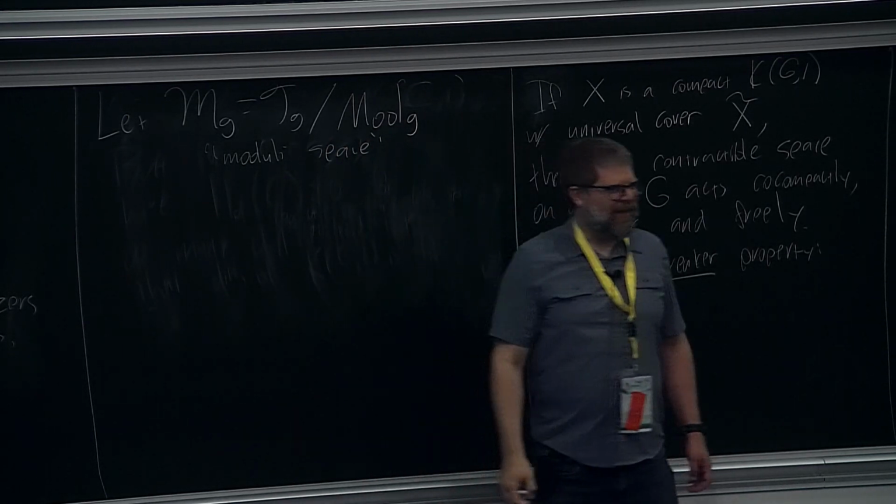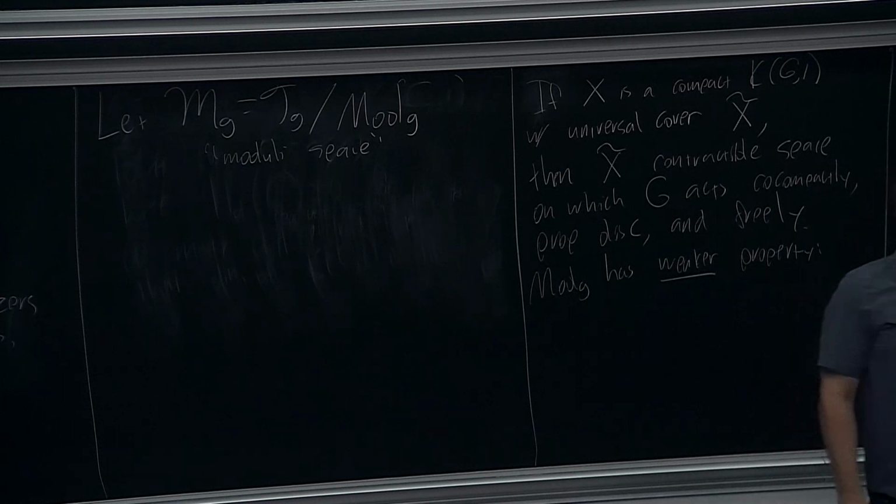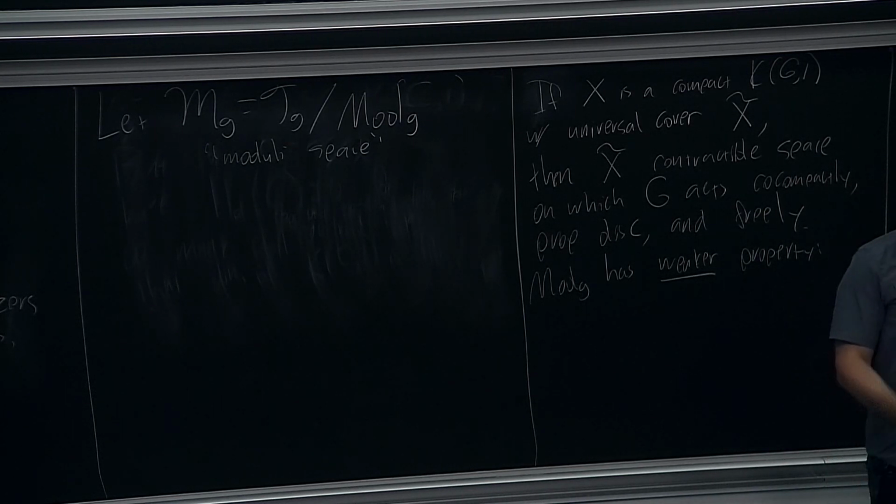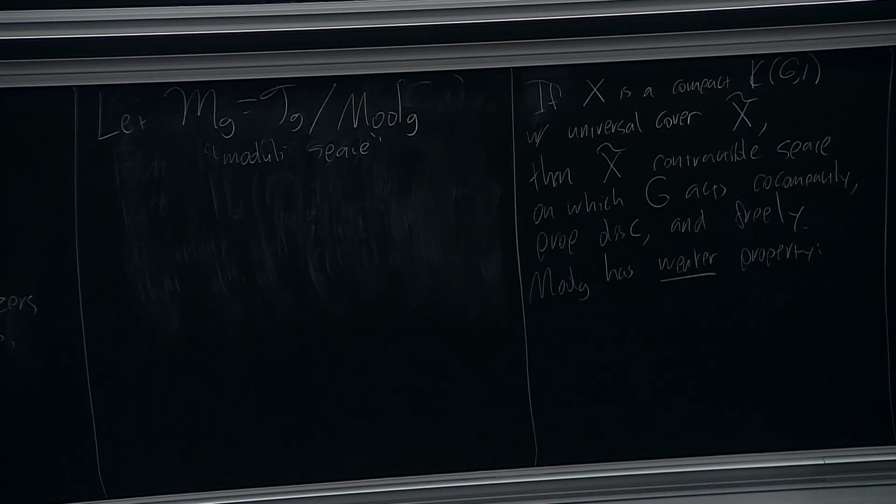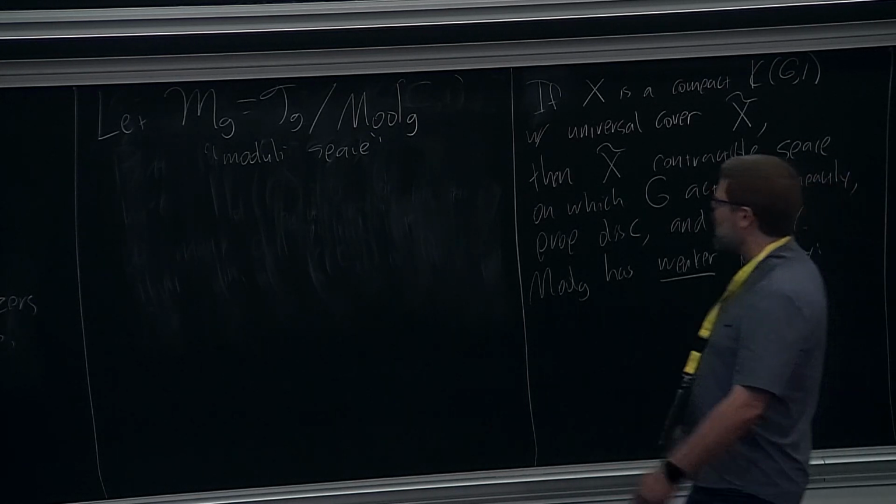Moduli space. There are many moduli spaces in mathematics, but somehow this is the moduli space for history. It was the first one that was seriously studied. So it's the moduli space, in this case, the way I defined it, of hyperbolic metrics. Okay, moduli just means parameter.